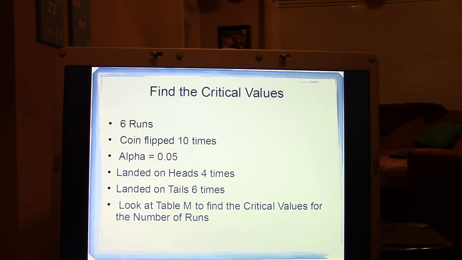Step 3, we must find the critical values, and this is kind of where I just went ahead and had all of my data organized into one slide, so then I could further figure out this example to determine if my null hypothesis is true or not. So there were 6 runs. I flipped the coin 10 times. The alpha is 0.05. The coin landed on heads 4 times. The coin landed on tails 6 times. And to help determine those critical values, I'm going to look at table M in my textbook.